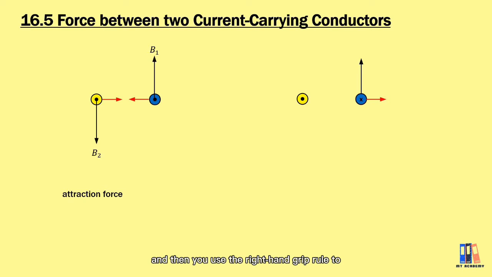And then you use the right-hand grip rule to identify the magnetic field acting on the yellow wire, which will be in the upward direction. So the force acting on the yellow wire due to the blue wire is to the left. Here we can observe there is a repulsion force between two parallel wires having different directions of current flow. With this, we are going to derive the formula of the force between two current carrying conductors.